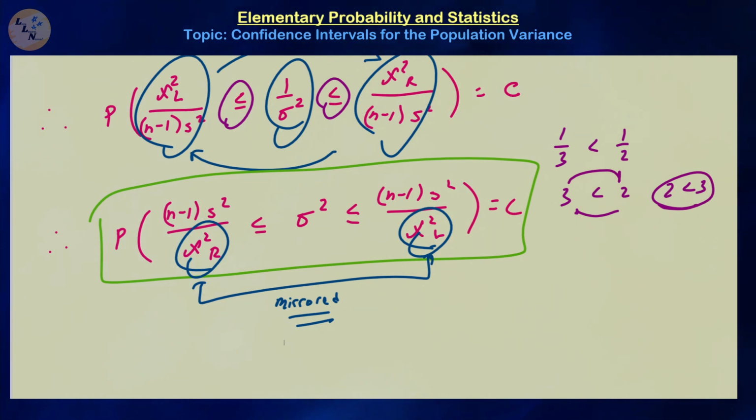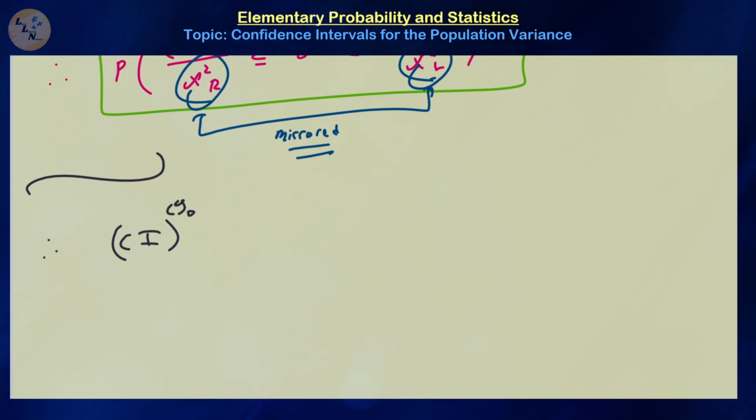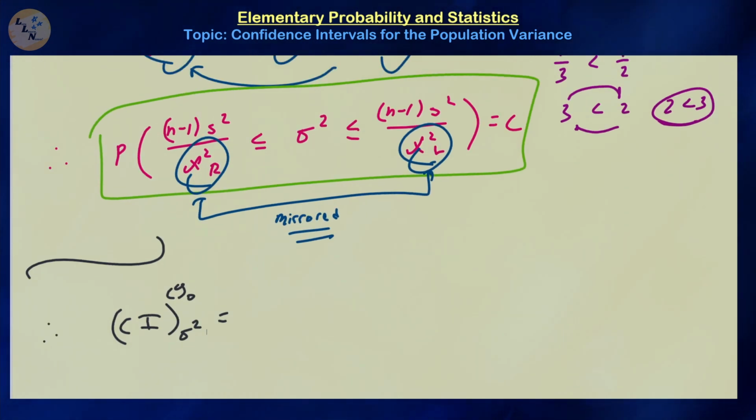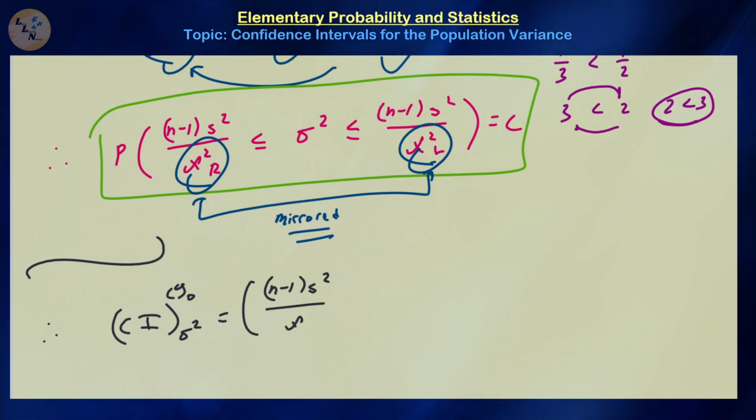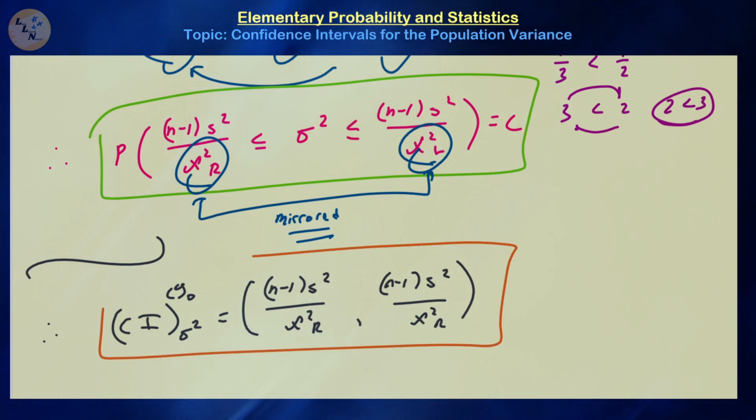So once we have this expression, we can formally state our confidence interval for the population variance. So under some level of confidence C, that's going to be a C% confidence interval for sigma squared. This is going to be equal to what? So the left boundary is going to be equal to n minus 1 times s squared over chi-squared R, and the right boundary is n minus 1 times s squared over chi-squared L. So that is our confidence interval for the population variance.